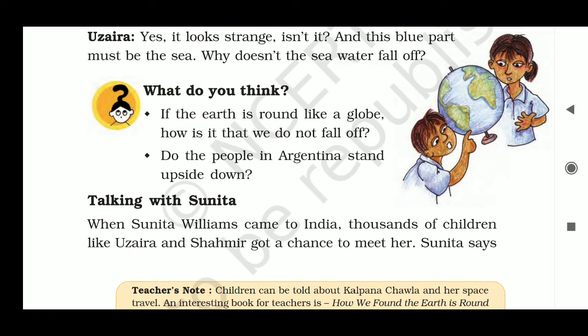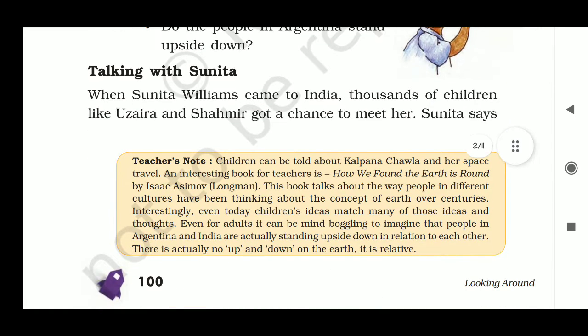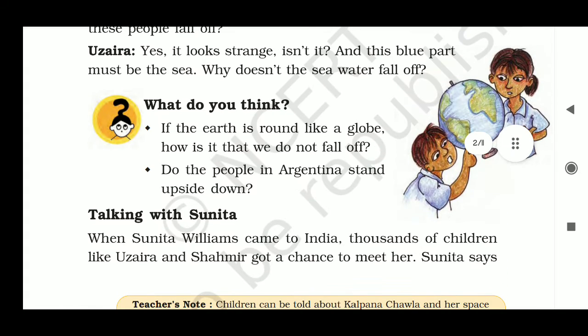Do the people in Argentina stand upside down? No. When you look at the teacher's note, the last line says there is actually no up and down on the earth. It is relative. Everything on the earth is attracted towards the center of the earth, and there is no up and down on the earth. You will be learning about Newton's law of gravitation and the theory of relativity in higher classes.